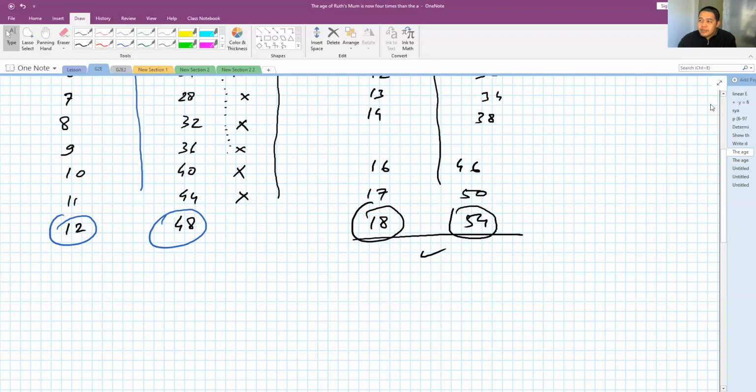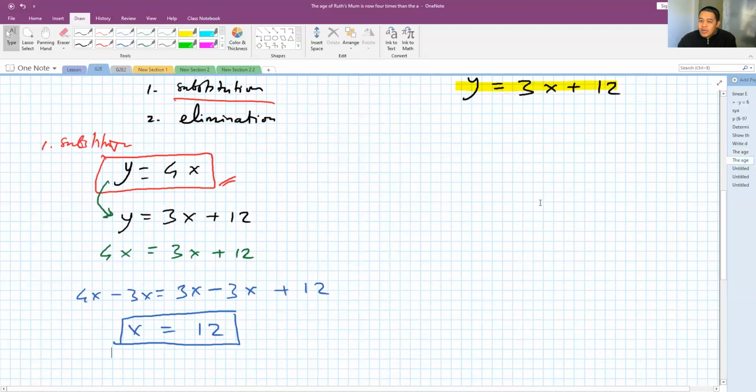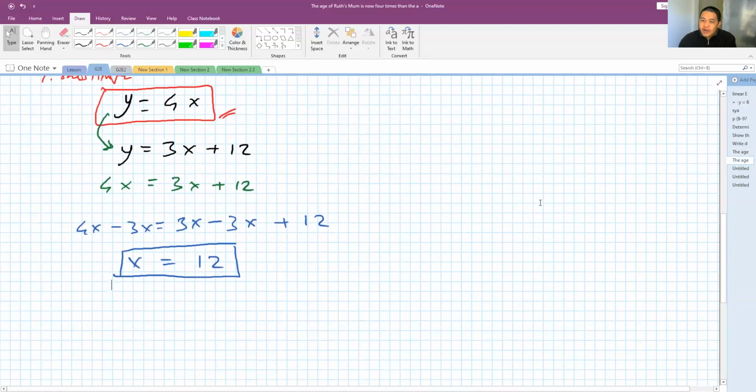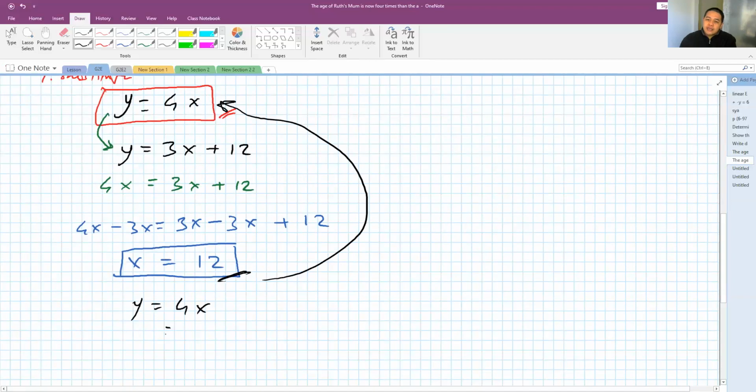Now, once we get one of the values here, x, we can just put this value into one of the equations we have here to get the value of y. So for example, now we have x equals 12. You can put back here that y equals 4x, and then x here is 12. So basically the value of y will be 48. And that's the answer.